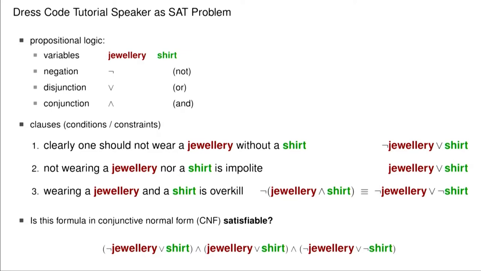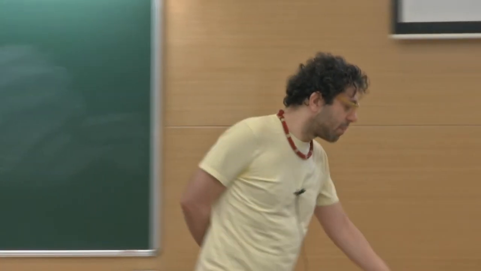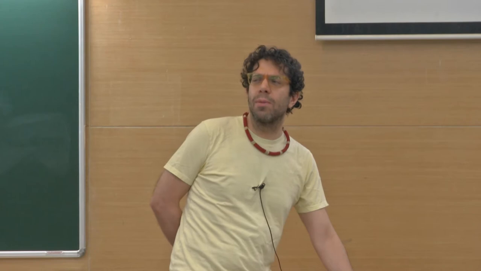So most of the formulas that I'll be talking about will look like this. This is what's called conjunctive normal form, where a disjunction of literals is called a clause. And then a conjunction of clauses is called a conjunctive normal form. And of course, we can express NP-complete problems in this. And here, the variables were just jewelry and shirt, but of course, you can have any number of variables, and up to millions, tens of millions, hundreds of millions, we can solve them. It's not the number of variables that matters.